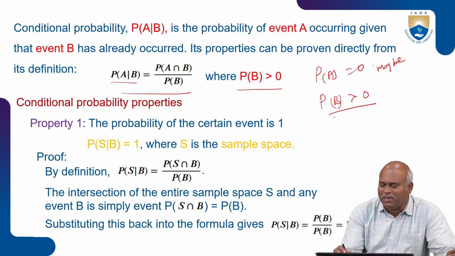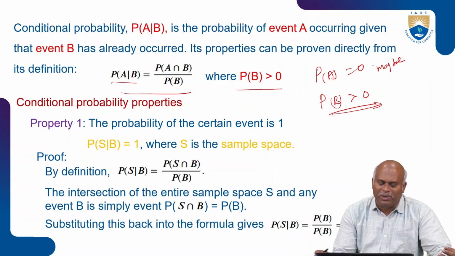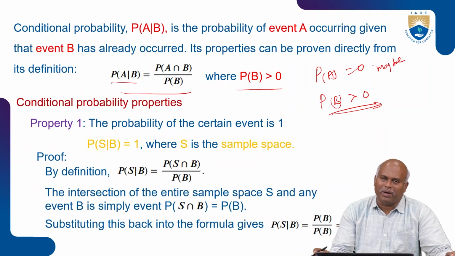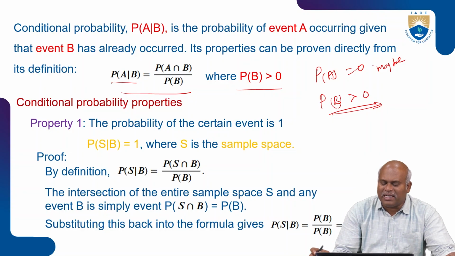Based on P of B greater than 0, we can derive different properties, which are represented as conditional probability properties. The first property: the probability of a certain event is 1. That is the first property.